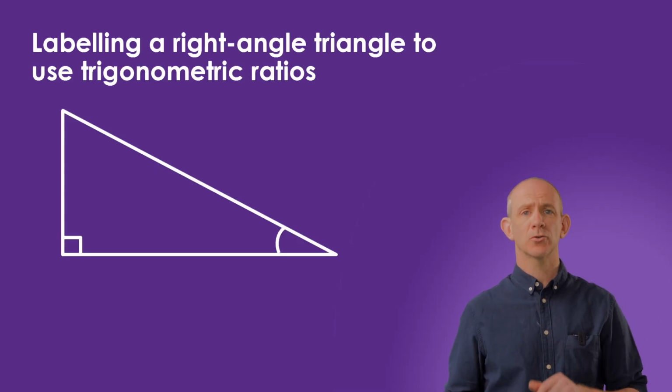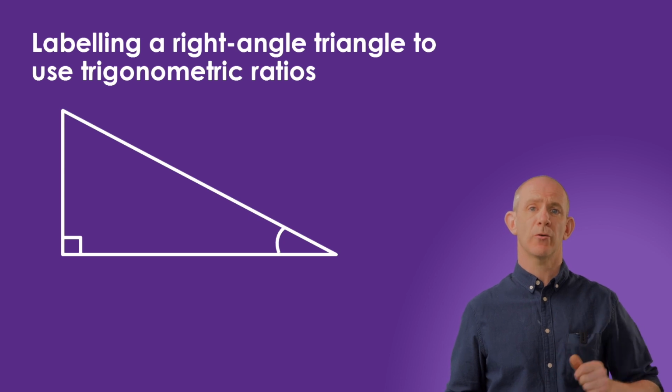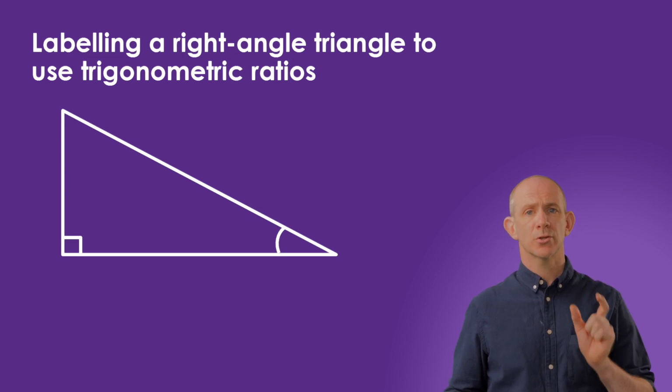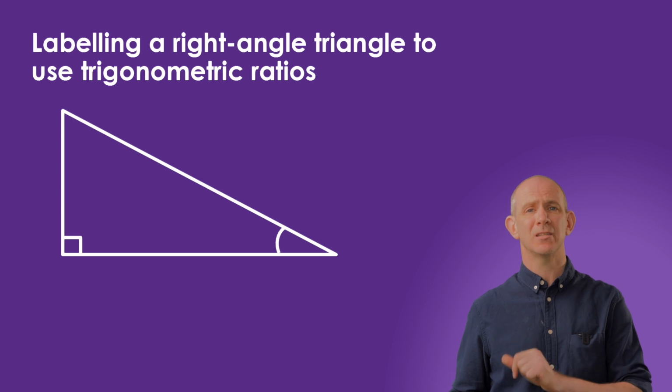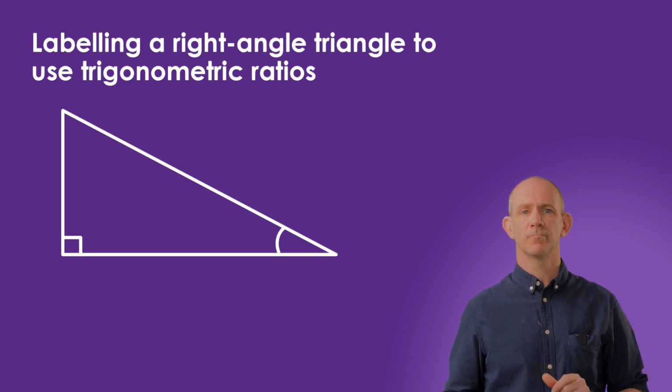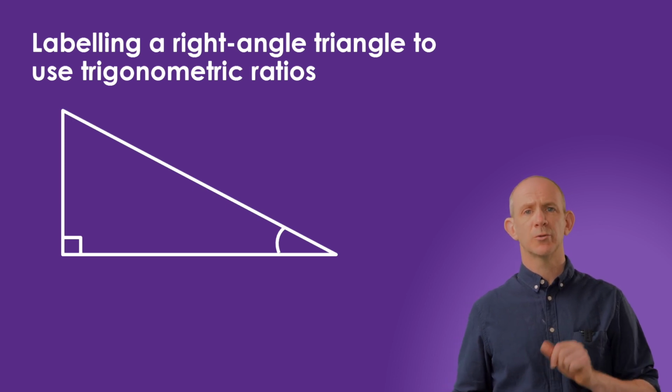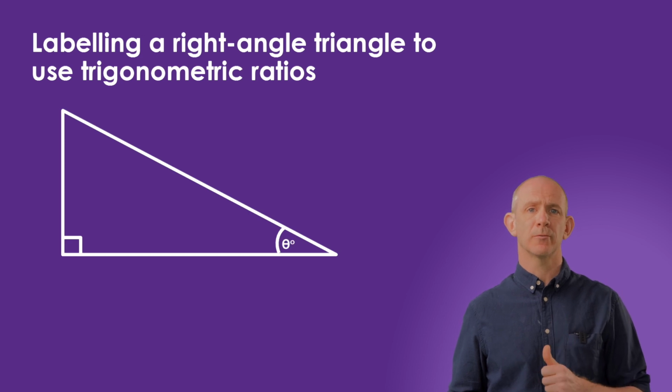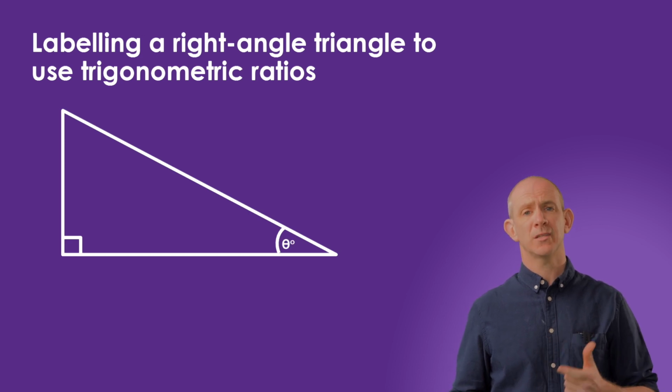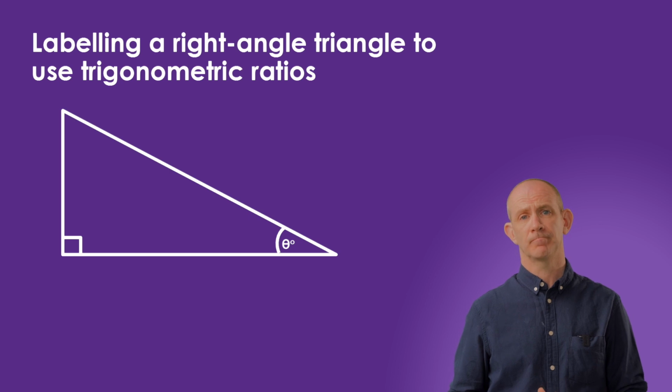Here we have a right-angled triangle as designated by the square in the corner here. It's always worth checking that this is marked or stated in the question, and it shouldn't be assumed. We have an angle which we've marked with the Greek letter theta, which is a common symbol for a missing angle in a trigonometric question.